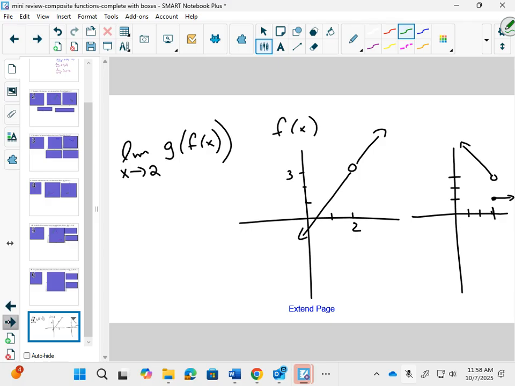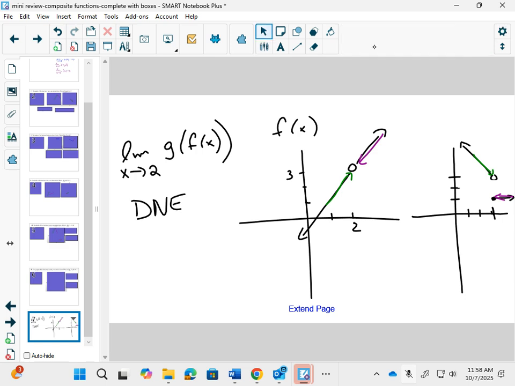If I was going to 2 from the left, I would be on f of x first. I would be going this way. Right? Which means I'm approaching 3 from the bottom. Which means I'm approaching 3 from the left. I would be on this going this way. If I was approaching 2 from the right, now I'm getting closer to 3 from the bottom, so I would be this way. And this one does not exist.